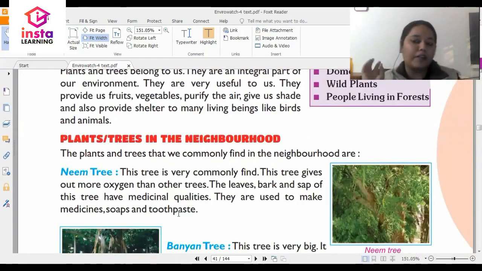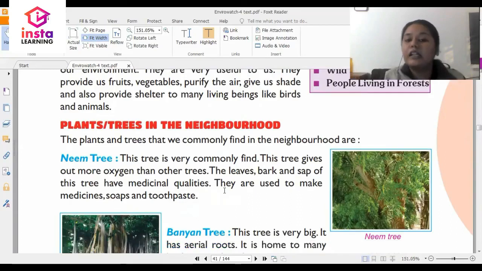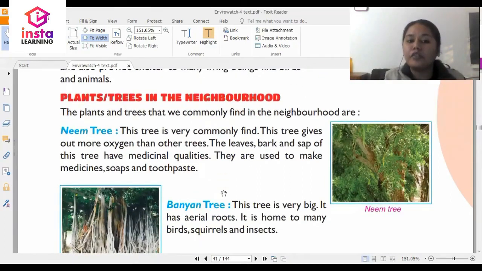So now we are going to have a look at different trees. Neem tree. This tree is very commonly found. This tree gives out more oxygen than other trees. The leaves, bark and sap of this tree have medicinal qualities. They are used to make medicines, soaps and toothpaste. So, the biggest quality of a neem tree is that it is used in making medicines and even things like soap.